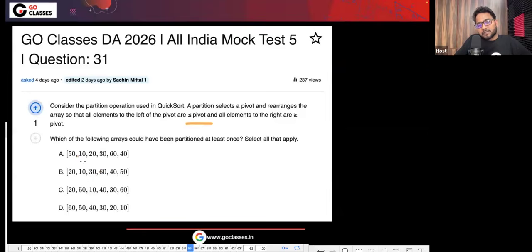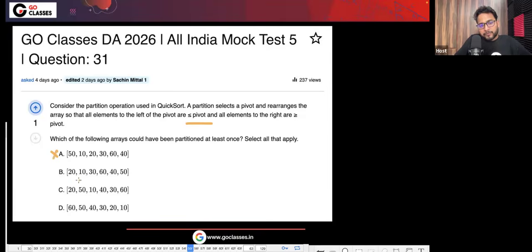See here, can you see which of them could be the pivot? If you choose 10, then less than or equal to 10, no. 20, no, this is 50. So basically 60 could be the only pivot, but greater than or equal to 60 should be on the right side, which is not there. So A is not the correct answer.